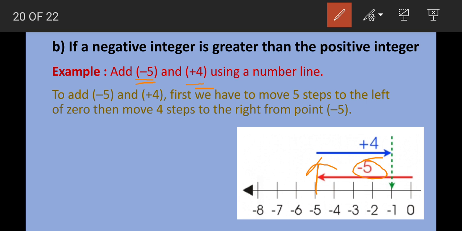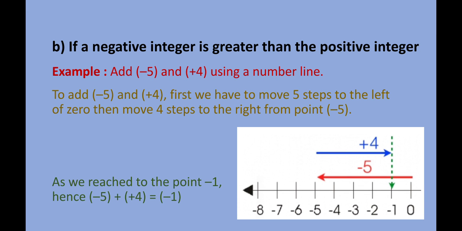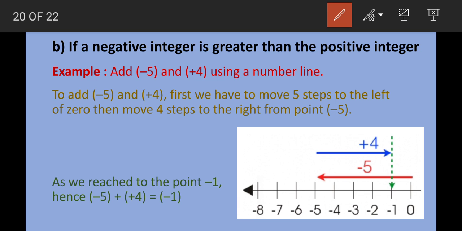In the second step, we have to move 4 steps, it is plus 4, so we have to move 4 steps towards the right side from -5. So here is the number, so we reached -1. So we can say that the addition of -5 plus 4 is -1. The result is -1. So when the negative integer is greater than the positive integer, the result is always negative, whatever may be the number.